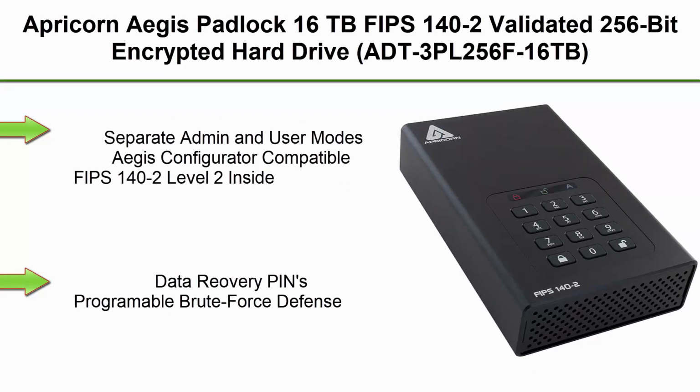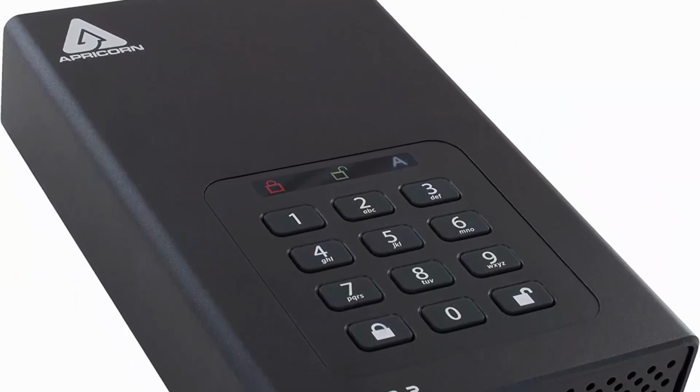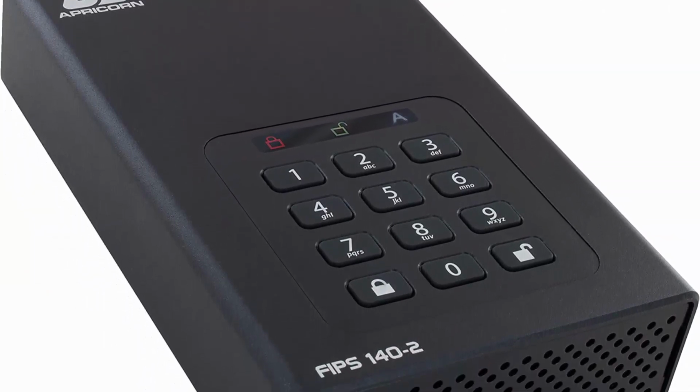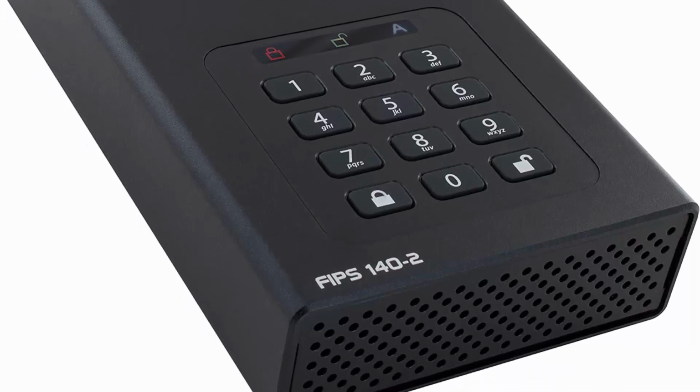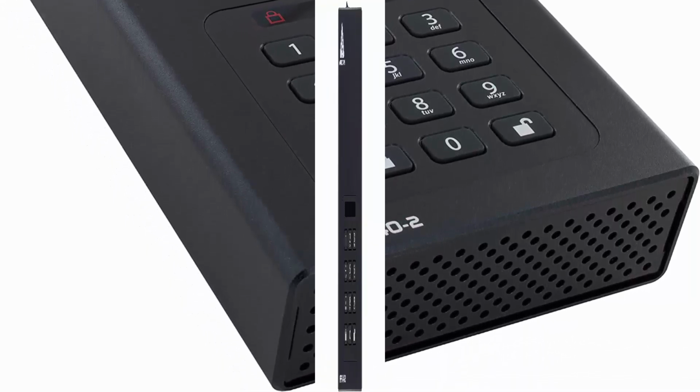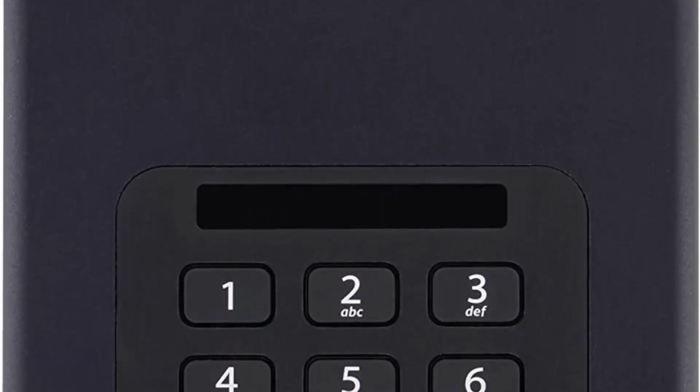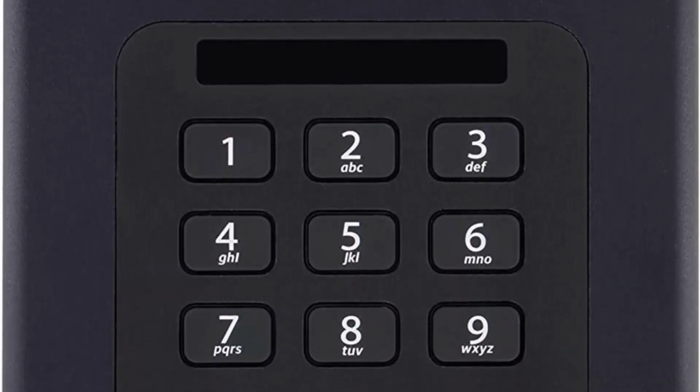Apricorn Aegis Padlock 16TB FIPS 140-2 Validated 256-bit Encrypted Hard Drive, ADT-3PL256F 16TB. Separate admin and user modes, Aegis Configurator compatible, FIPS 140-2 Level 2 inside, data recovery pins, programmable brute force defense. The perfect desktop storage innovation for your most sensitive information, the Padlock DT FIPS delivers the ultimate data security in a wide variety of storage capacities.